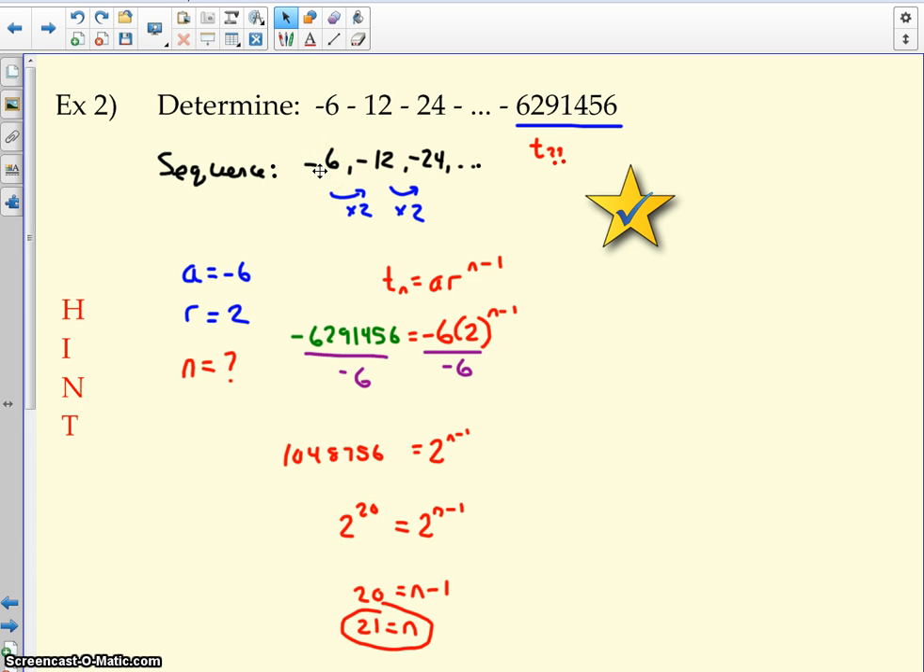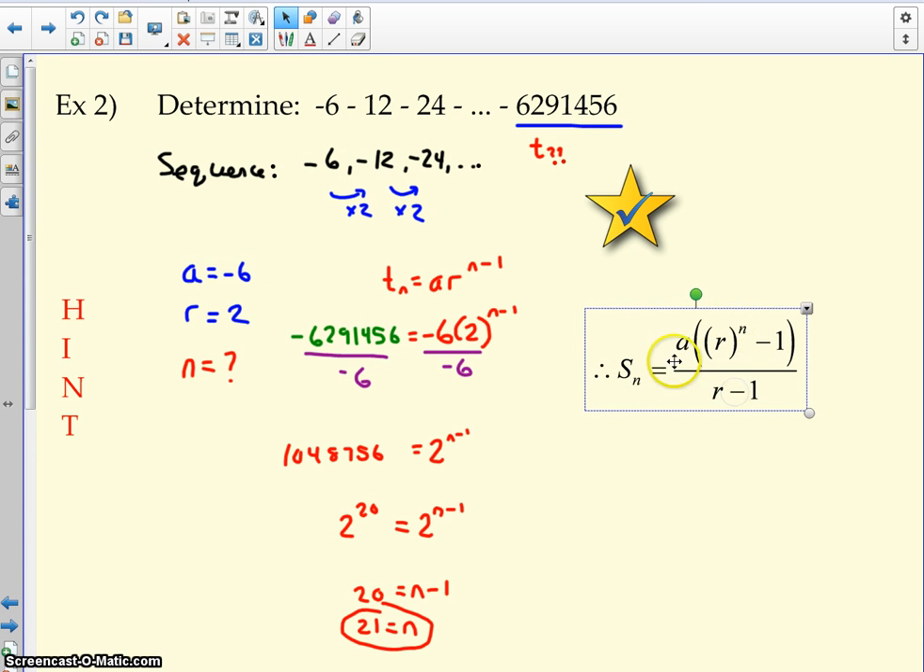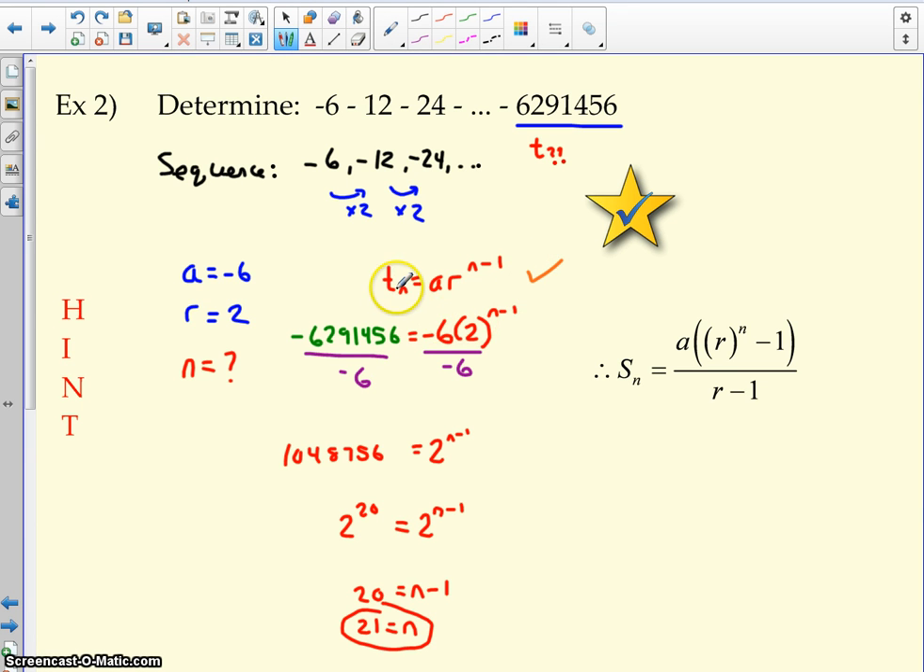The only thing is, before I try and find the sum of all these terms, I actually need to know how many terms there are to begin with, because in order to use that geometric series formula, I need to know how many terms I'm adding together. So I don't know n, but what I can do is use a general term to figure out which value of n gives you a term value of negative 6,291,456. So I start with the general term here, and so Tn equals a r to the exponent n minus 1.